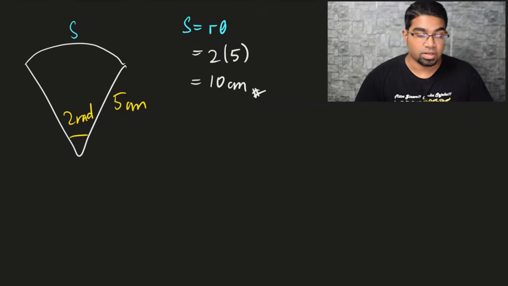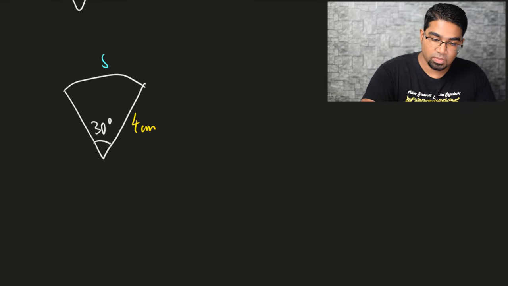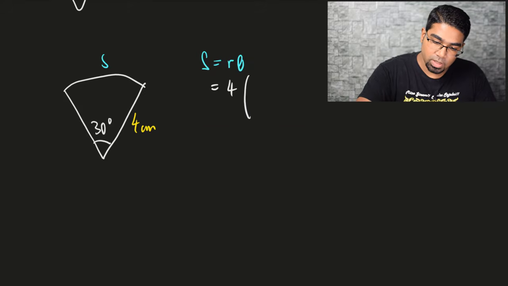What if the angle was given in degrees? So let's try another one. Let's say we have another sector and the angle is 30 degrees and the radius is 4 centimeters. Now what would be the length of the arc? The length of the arc, again, we use S equals r theta. Then we do 4 for the radius and 30.